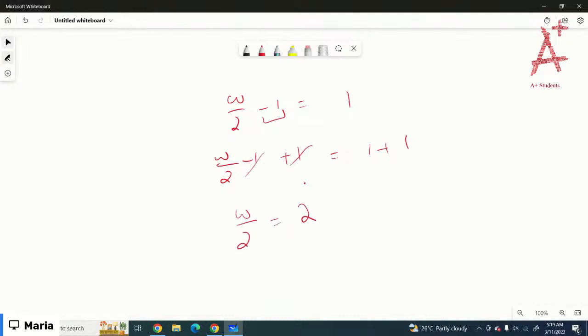Got it? You need to calculate the value of w only. Here w is being divided by 2. So opposite to division is multiplication. Got it? Here the 2 is cancelled out. You are left with w here, and 2 times 2 is 4. Got it? So the correct option is w equals 4.